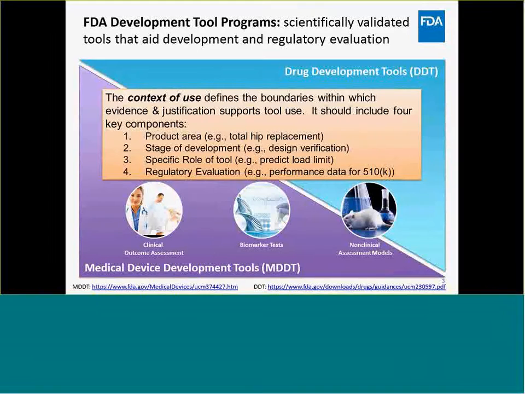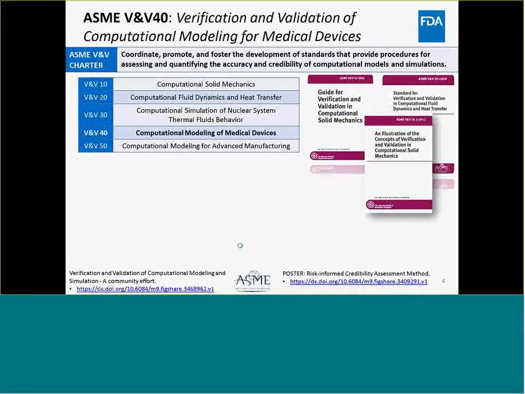The key to being successful in this program, if you have a tool that you believe can be useful in the development and evaluation of a drug or a medical device, is to really hone in on the context of use. This describes the boundaries of the tool, how the tool can be used, what product area the tool will be used, what stage of development the tool will impact, what is the specific output and role of that tool, and then how that tool can play a role in the regulatory evaluation of that drug or medical device. And the links for those 2 programs are also provided on these slides.